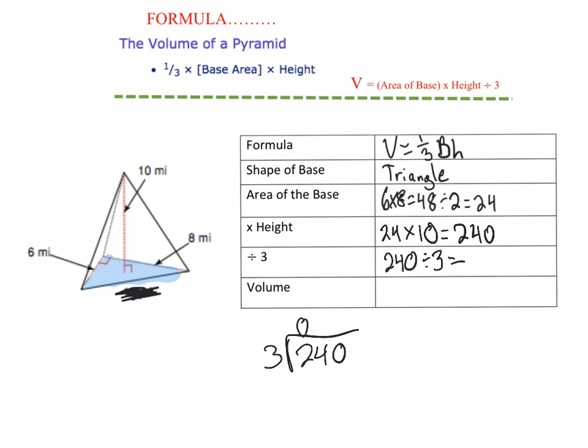3 goes into 2 0 times. 3 goes into 24 8 times. That's 24. Bring down our 0. 3 goes into 0 0 times. So we get 80. So the volume of this pyramid would be 80 miles cubed.